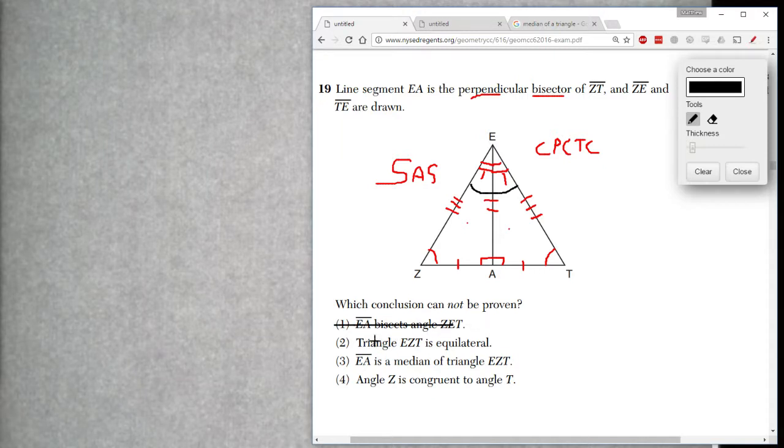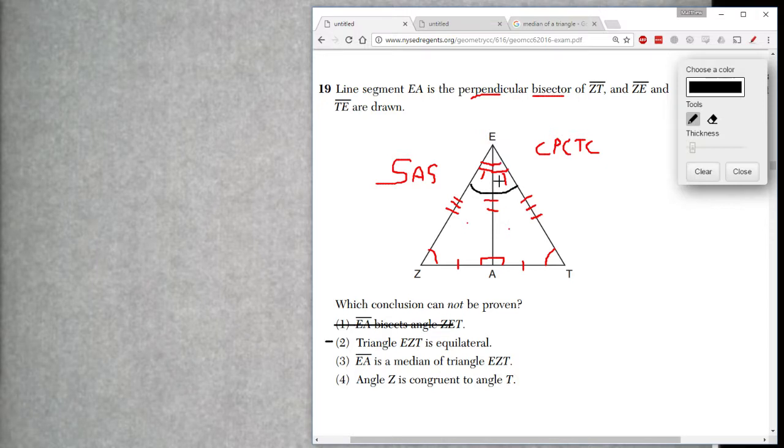Triangle EZT, the whole big triangle, is equilateral. Well, I know it's at least isosceles. I don't know if ZT is necessarily equal to EZ or ET, so maybe that can't be proven. Maybe it can be. EA is the median of triangle EZT.